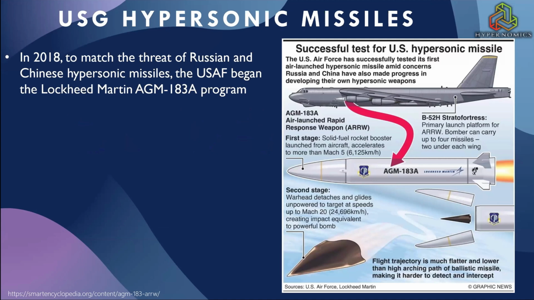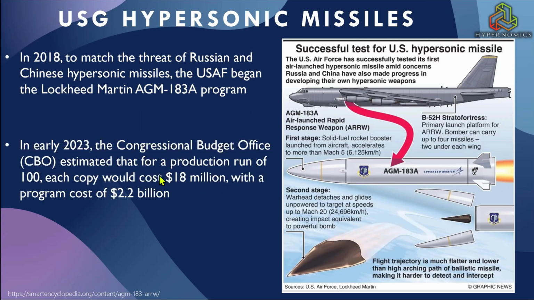And demand applies to commercial products and to military products. In 2018, the United States decided to go through Lockheed Martin to build a program called the Arrow, an air-to-surface missile which was hypersonic. The Congressional Budget Office estimated that if you build 100 of these things, each copy would be $18 million, with a program cost of this. So you might ask yourself, how feasible was this feasibility study?